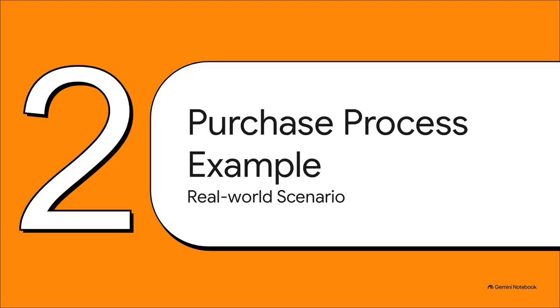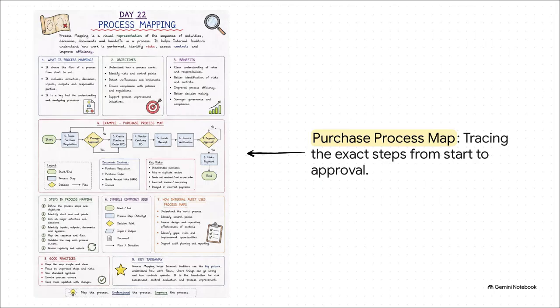All right, moving right along to Section 2, Purchase Process Map example. Let's see what this actually looks like in a real-world scenario. Let's trace this out step by step. We always begin at the start oval. The very first process step here is raising a purchase requisition.